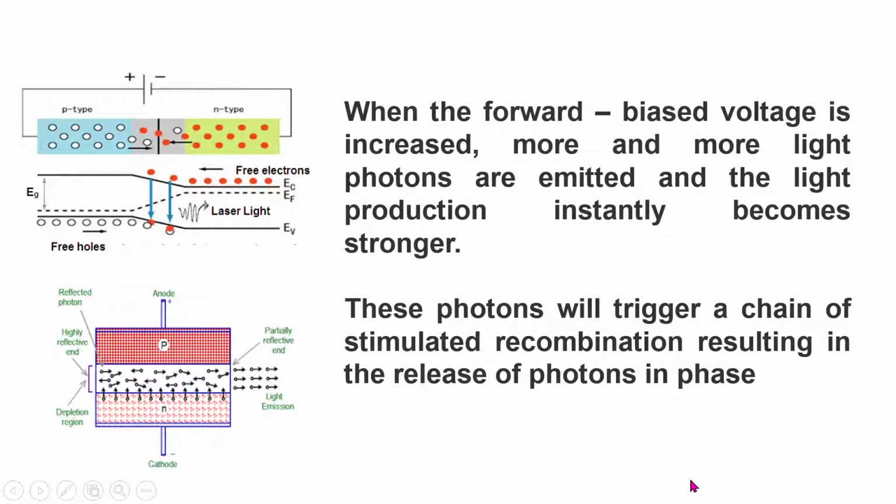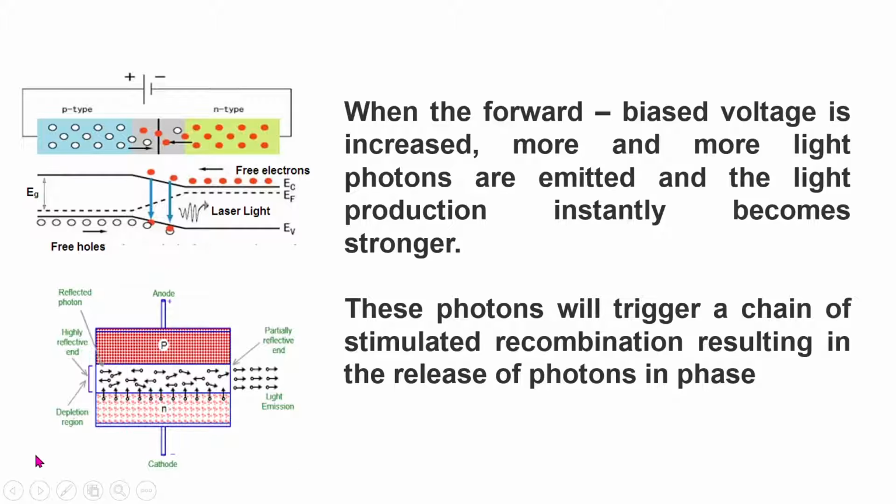Thus the photons will trigger a chain of stimulated recombination, resulting in the release of photons in phase. So here as we increase the forward voltage, the stimulation process also increases, and a large number of recombinations take place, and due to this large number of recombinations, a large number of photons will be emitted.